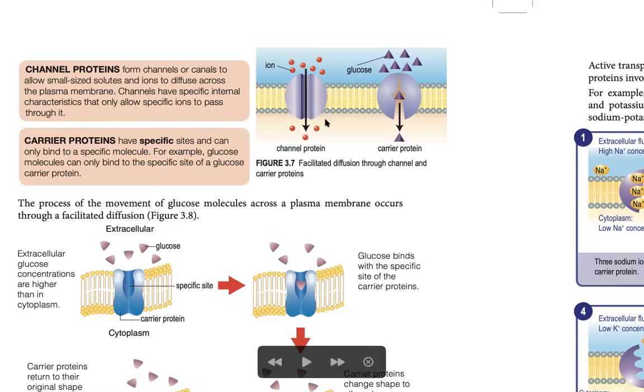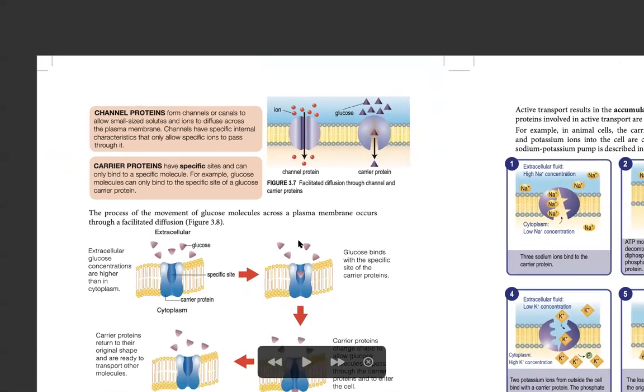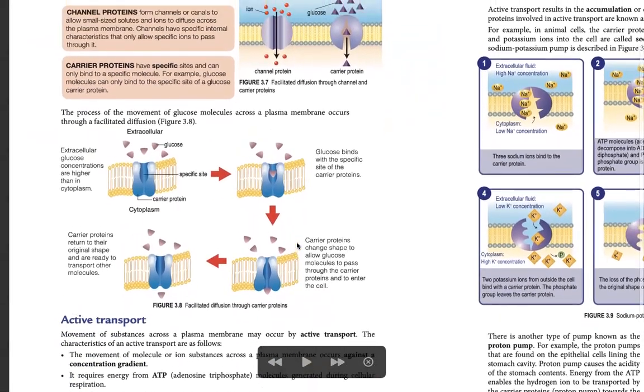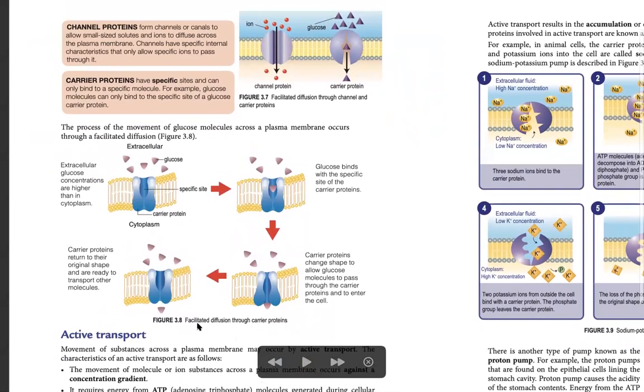Lepas tu carrier protein ni, awak tengok ni carrier protein ni. It has a specific site. Tengah ni orang panggil specific site. Okay, that binds with a specific molecule. For example, glucose only binds to a specific site of glucose of the carrier protein. Okay. So this is the example of facilitated diffusion using carrier protein.